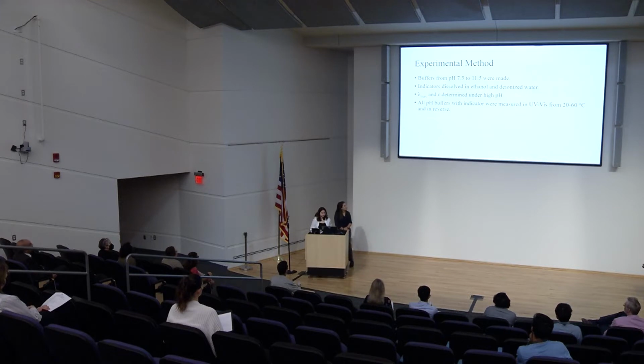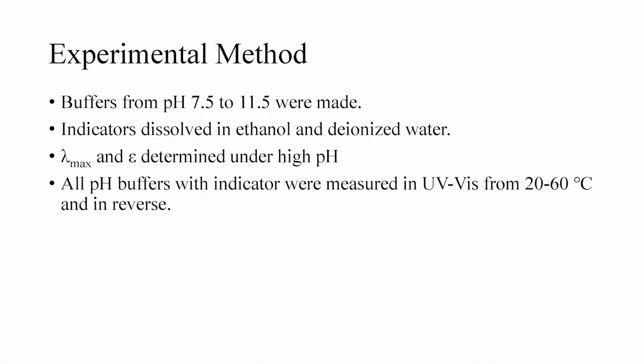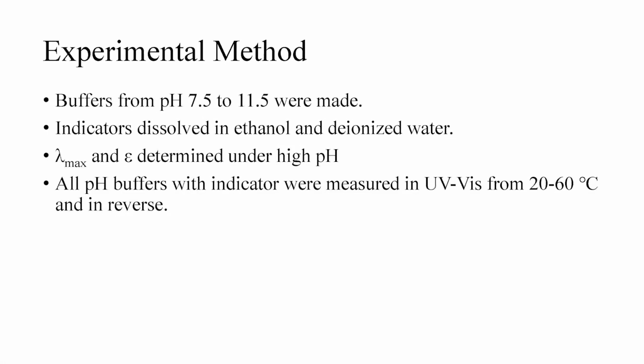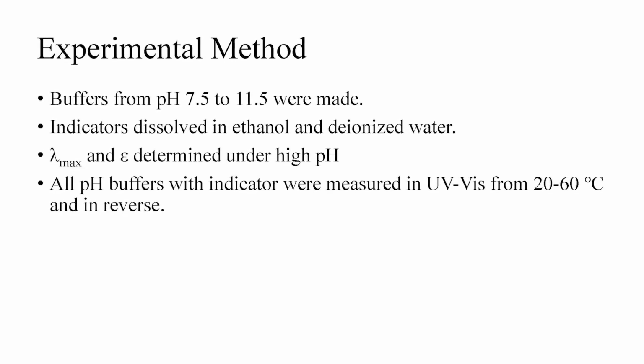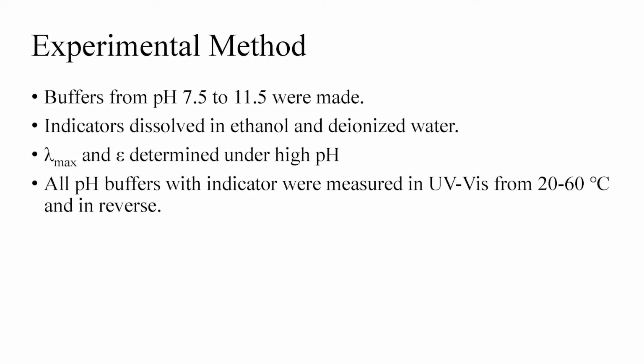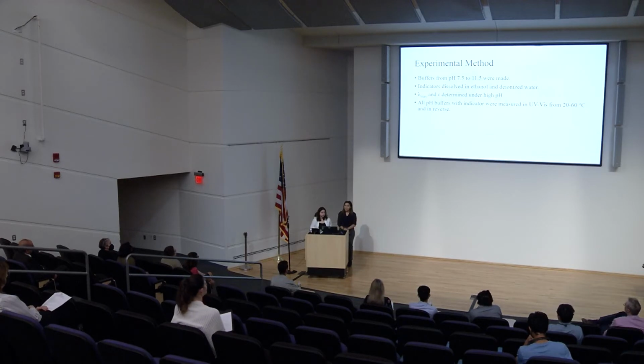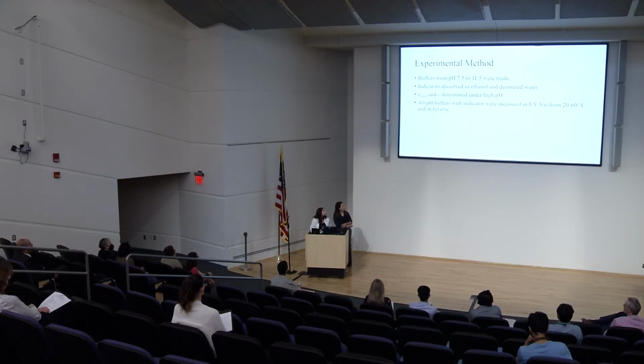Then we used this to run it through a UV-Vis and get the lambda max. I'm going to show you just after how we got that. And from there, we can obtain the molar absorptivity, which is just how much light it can absorb. We did this under high pH, 11.5. And then at the end, it was all run through UV-Vis, but that one was done at changing temperatures, because to be able to obtain thermodynamic values, you do need different temperatures. It cannot be done at just one single temperature.